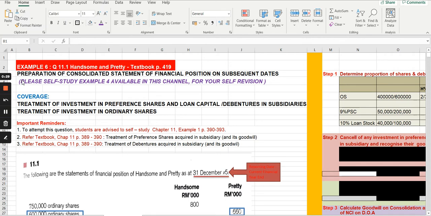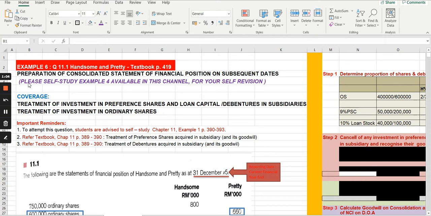Right. Before we start, the focus of today's session is actually to show how do we do the accounting treatment should we have also acquired the investment in, or we have investment in preference shares and loan capital or the debentures in the subsidiaries. So I'm putting ourselves here as the parent. And how does the parent treat the investment in ordinary shares, right? When there is also investment in preference shares.